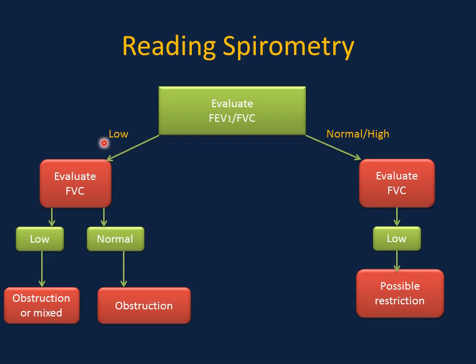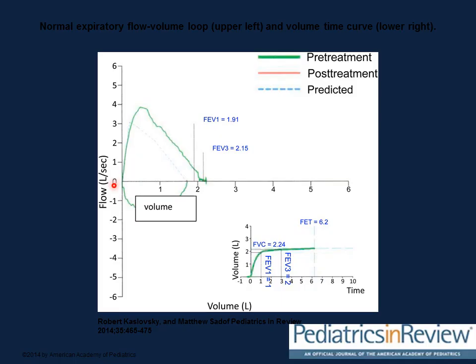If the ratio of FEV1 to FVC is low, evaluate the FVC. If it's normal, this is asthma. And remember, in most cases of asthma, you will have a normal FVC value. If it's low, this means severe asthma or severe obstruction, or mixed with restrictive lung disease. Let's practice a few cases. I will start with the normal case first.